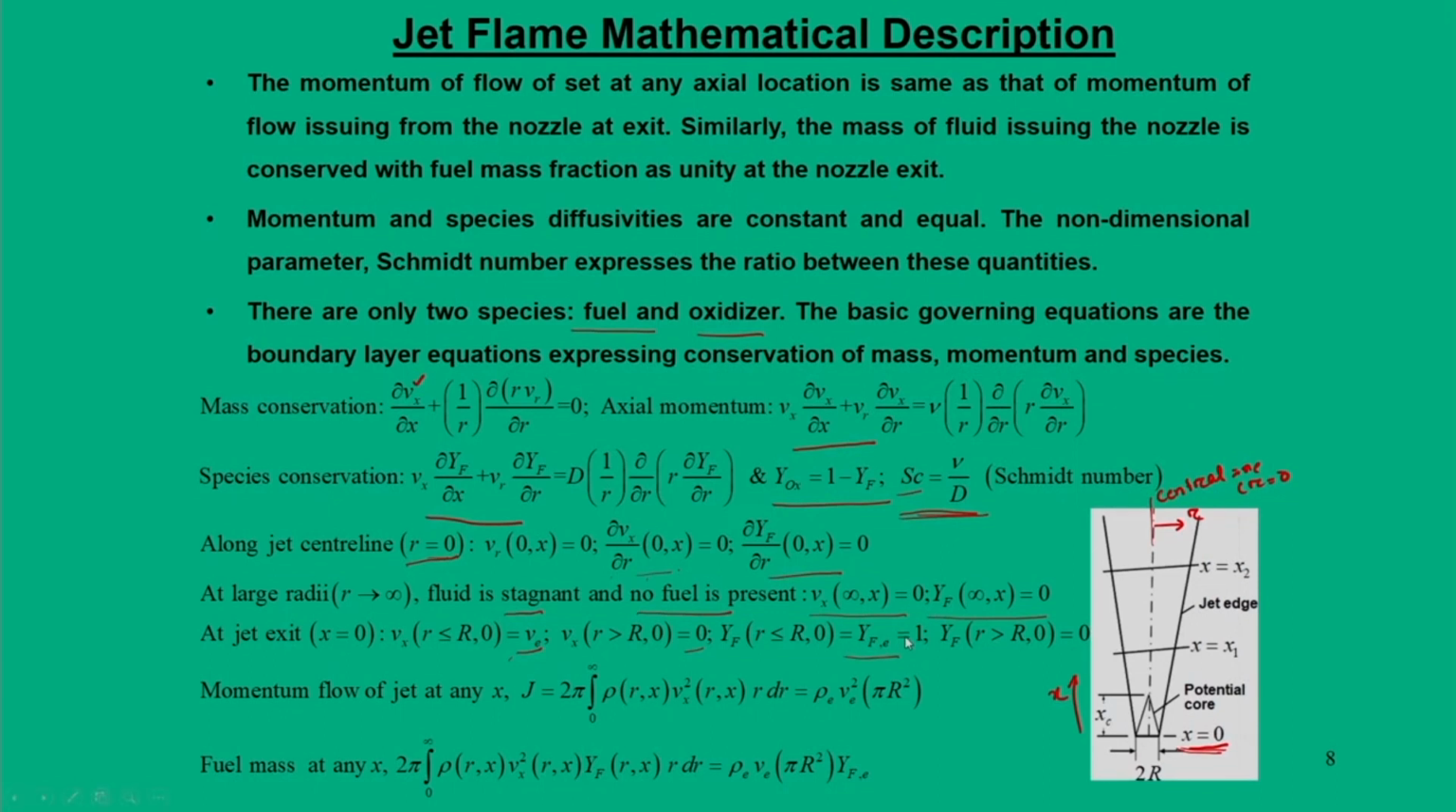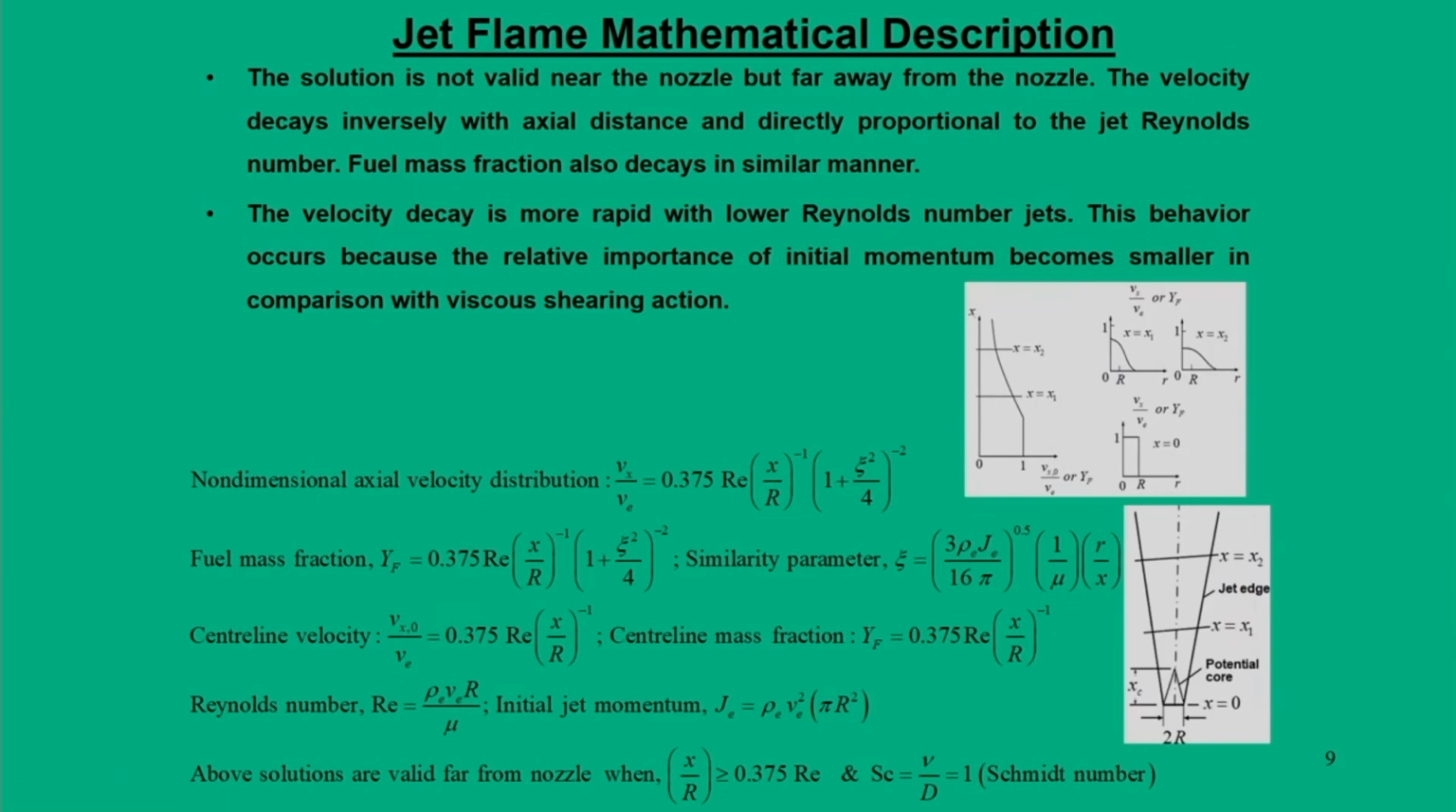Another point that needs to be emphasized is the momentum of the jet at any x. It is defined by J equal to twice pi rho into V square into r dr, integrated from 0 to infinity, and that has to be equated with the jet momentum at x is equal to 0, that is the initial jet momentum. Similarly, the fuel mass can be calculated and equated with its value at x is equal to 0. So, this is the very basic bottom line through which these equations need to be solved. We are not going into derivations for this, but what we are going to find is the solutions.